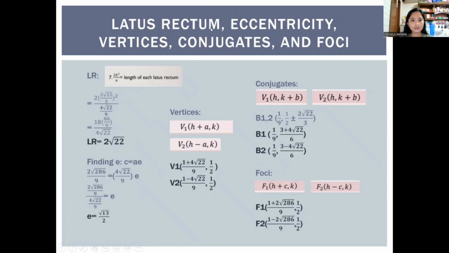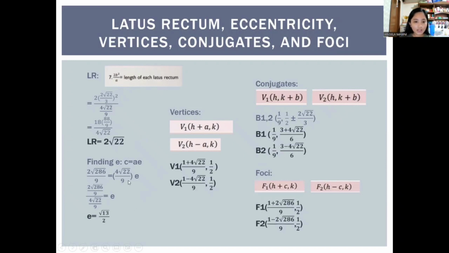So, ang kukunin naman natin na next is yung latus rectum or yung length ng latus rectum na makukuha lang natin through the formula 2b square over a. So, substitute lang natin nakuha nating value na b and yung value ni a, which will give us the answer LR is equals to 2 square root of 22.